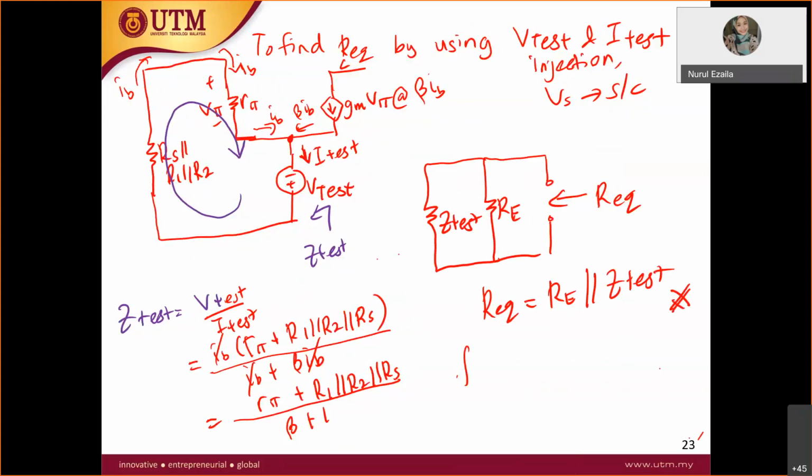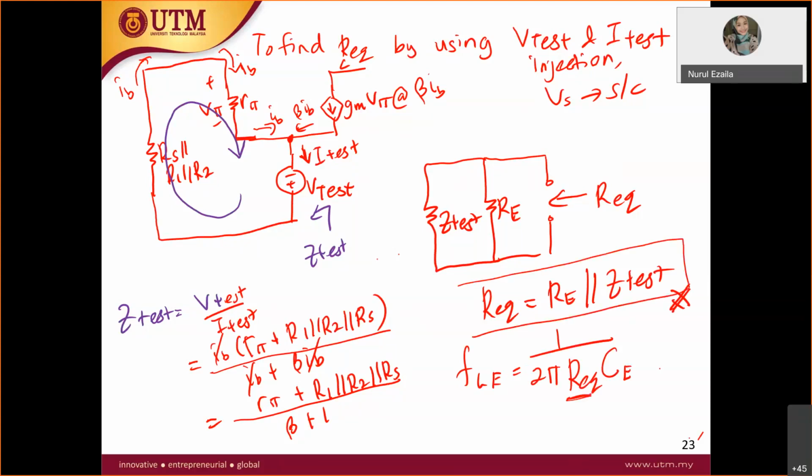So for FLCE, FLE is equal to 1 over 2 pi R equivalent CE. So R equivalent is equal to this one, and this is your Z test. That's how you derive it.